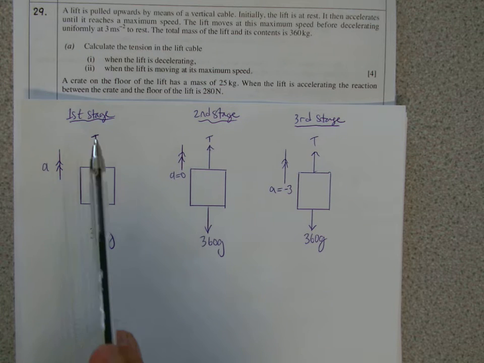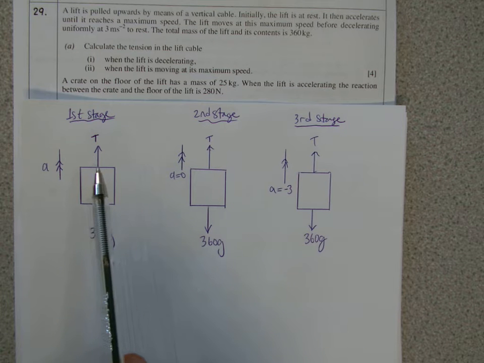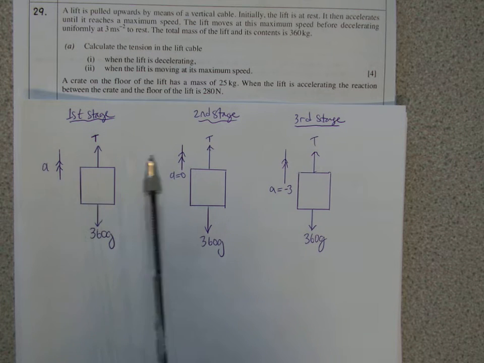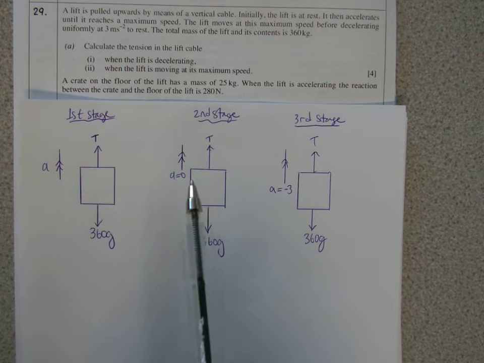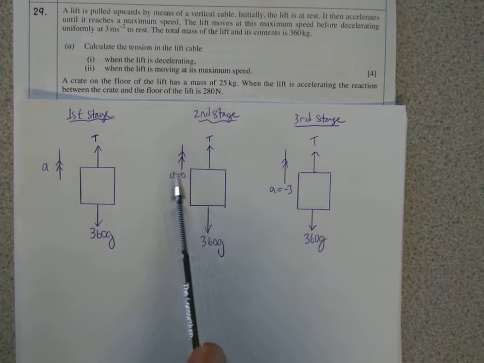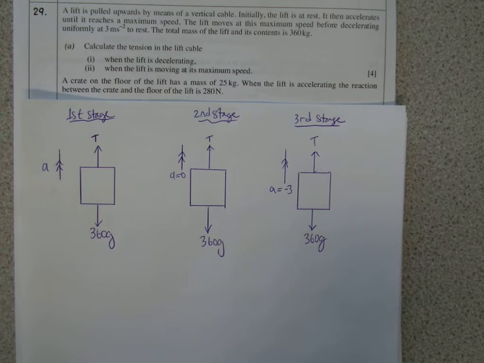And you notice I've split this up into 3 stages. There is a first stage where it accelerates from rest, and then it reaches its maximum speed. Of course, we must remember when it hits its max speed, it stays at that max speed, it doesn't increase anymore, so the acceleration is going to be 0 for that stage. And then eventually it starts to slow down, decelerates. So you see I've still put my acceleration in the direction of motion of the lift, going upwards, but I put -3 to show that it's actually decelerating.